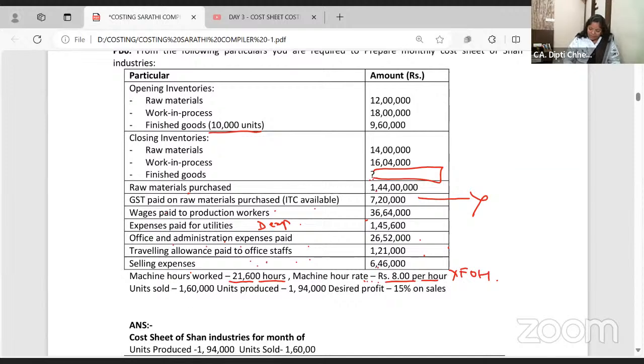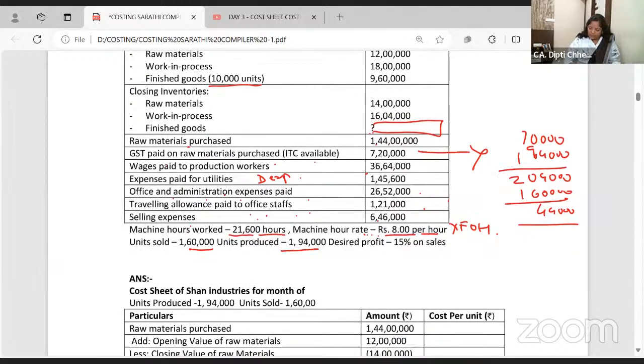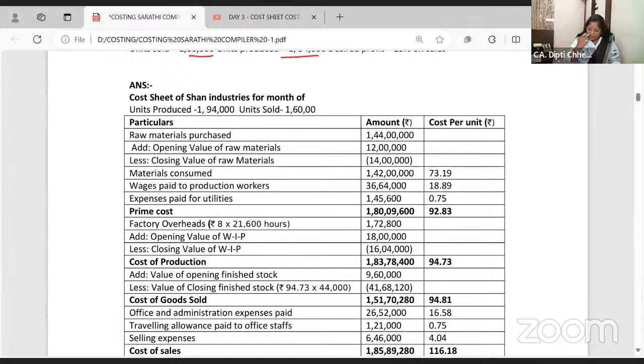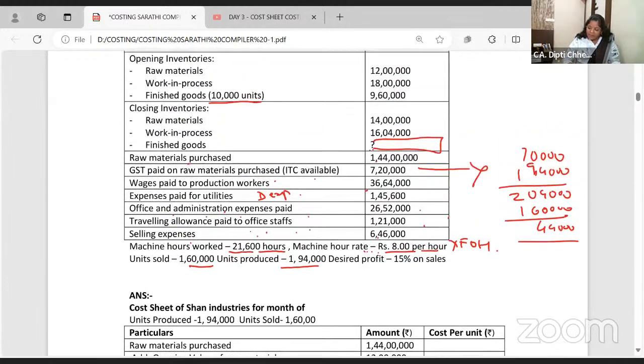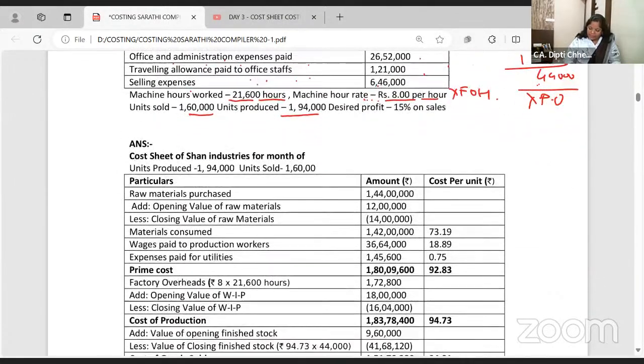And 1,60,000 units are sold, whereas produced is 194, and already 10,000 units were there. 194 produced, so 2,04,000. Out of this 160 sold. 44,000 units are there as closing stock. Why have they made it per unit? When we come to know in the exam that we have to prepare per unit, when the finished goods figure is missing. 44,000 units are right, but multiplied by per unit, so I will need it. So at that time we can do this.